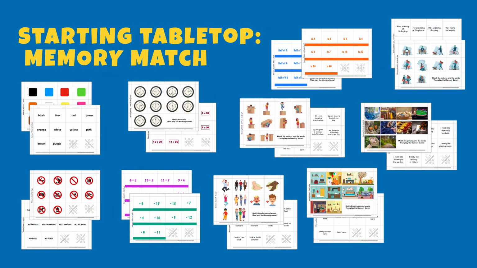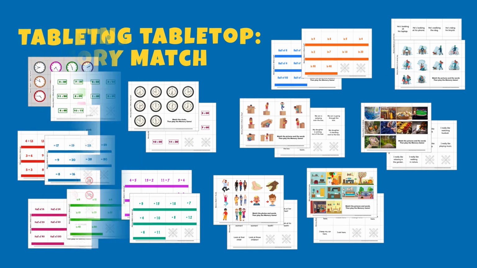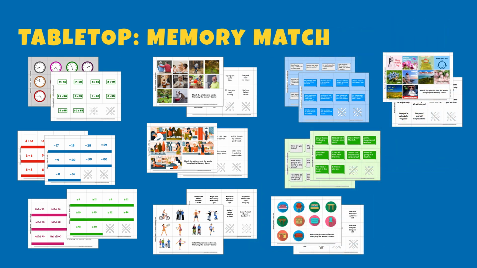These are the memory match sets for starting tabletop: simple clock, signs, likes, prepositions. And these are the sets for tabletop, with some sums, greeting cards, sports centre notices, daily activities, text messages.